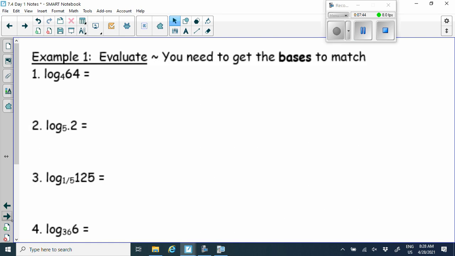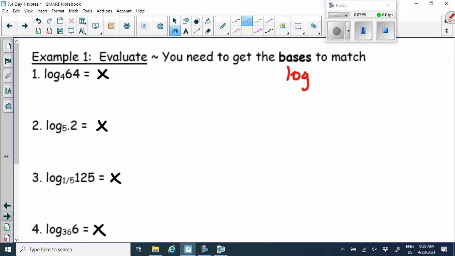With all of these, I want you guys to go ahead and set all of these equal to x, because that's what we're trying to find. We're trying to find the exponent, or the x. So what we need to do is rewrite from log form into exponential. Remember how we do that: log base b of y equals x becomes b to the x equals y.